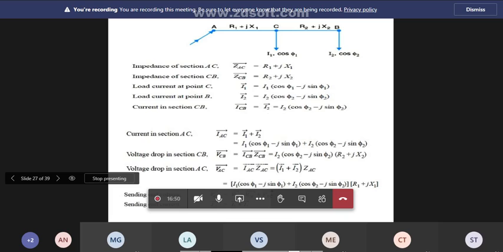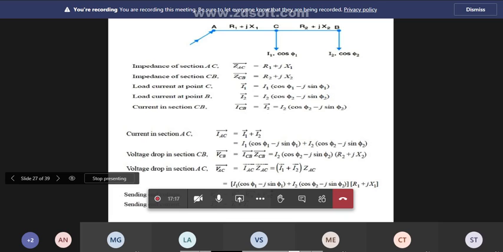Like that we have to remember for the given problem. First of all we find the impedance of each section, then find the current of each section, and then find the voltage drop of each section, which is nothing but the multiplication of current and impedance. In total, the sending end voltage VA is VAC plus VBC plus VB.